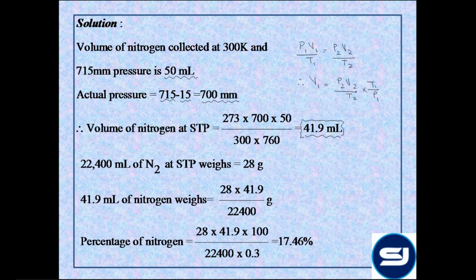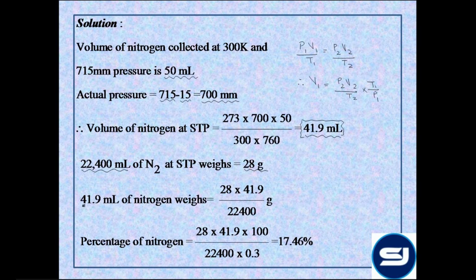So this is how we got the formula. 22,400 ml of nitrogen gas at STP weighs 28 gram. We know that 1 mole of any gas at STP is equivalent to its molar mass and occupies a volume of 22.4 liter or 22,400 cm cube or ml at STP. So this is a relation: 22,400 ml of nitrogen at STP is equivalent to 28 gram.